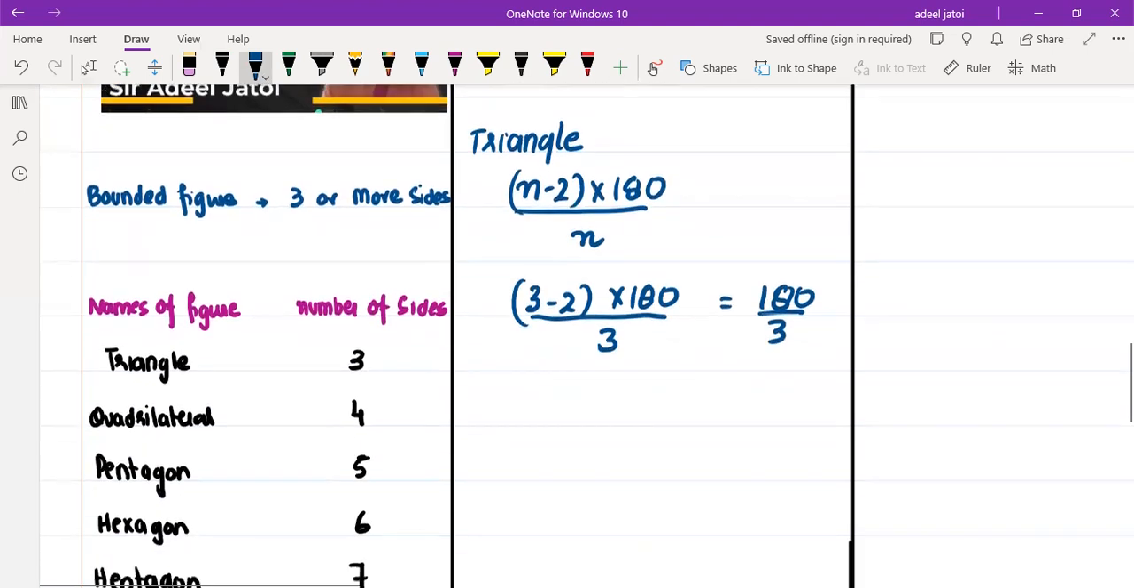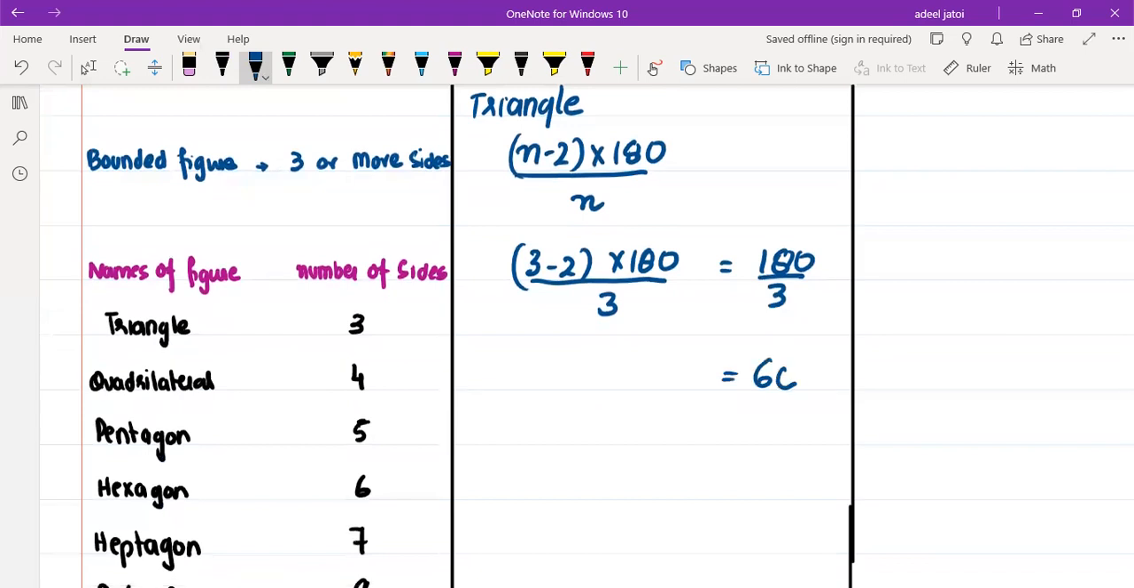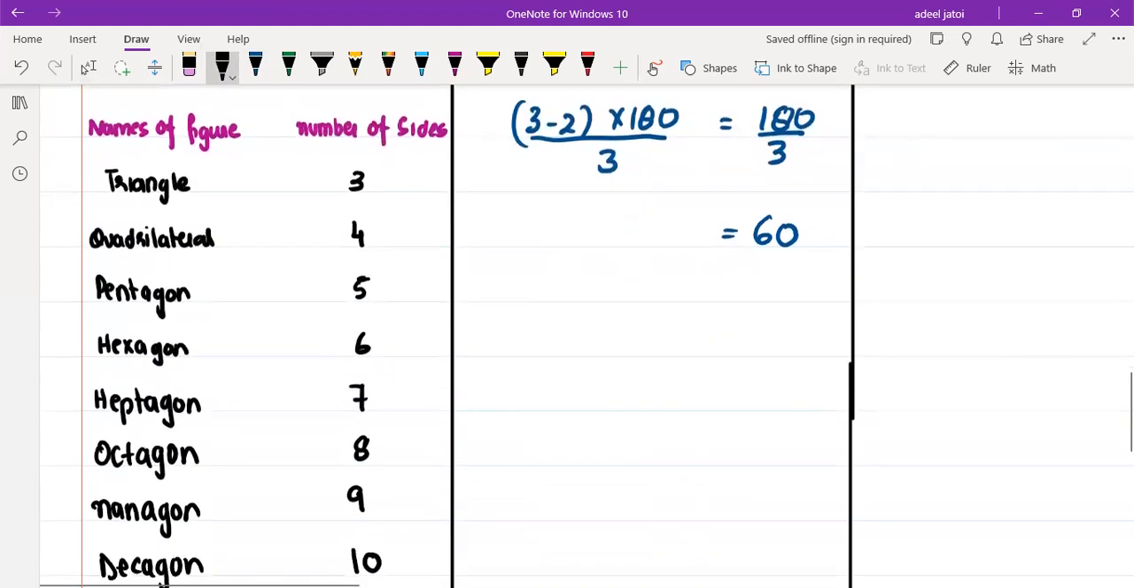So now we know that 180 divided by 3 will become what? 60. That means each regular angle will be equal to 60, which is known as your equilateral triangle. Similarly, we have quadrilateral as well.